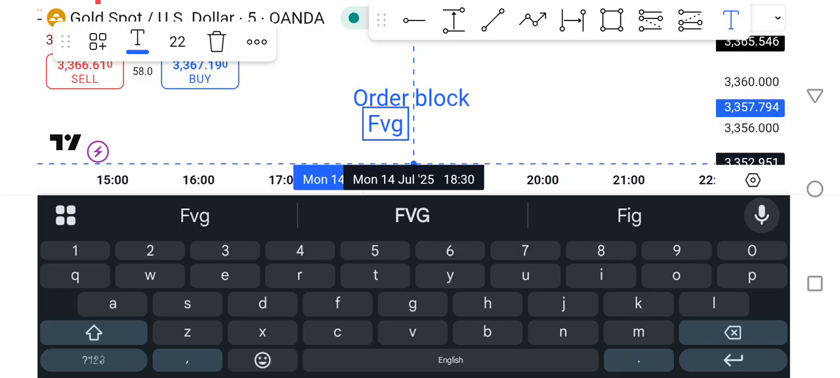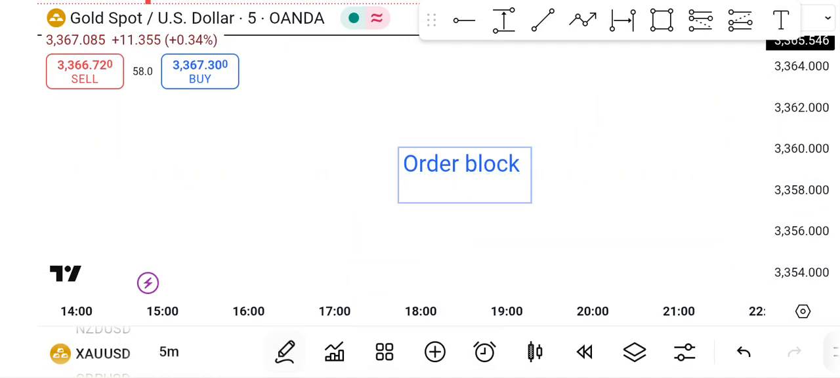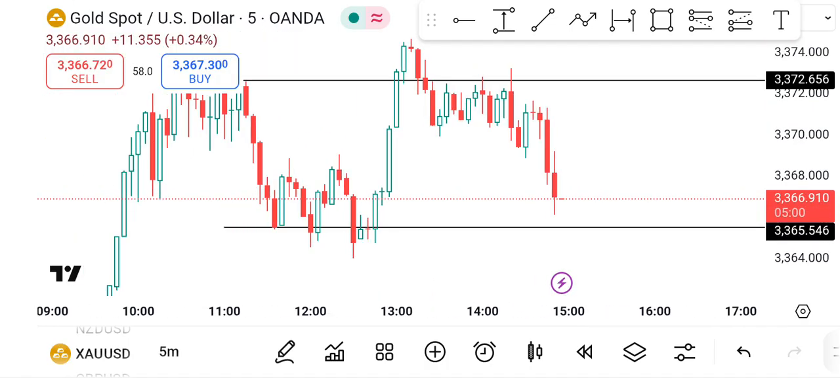So the order block. There are many entry models, but I will mention them later. There are turtle soup, the TBS, but I'll mention those later. So let us go back to our trade.